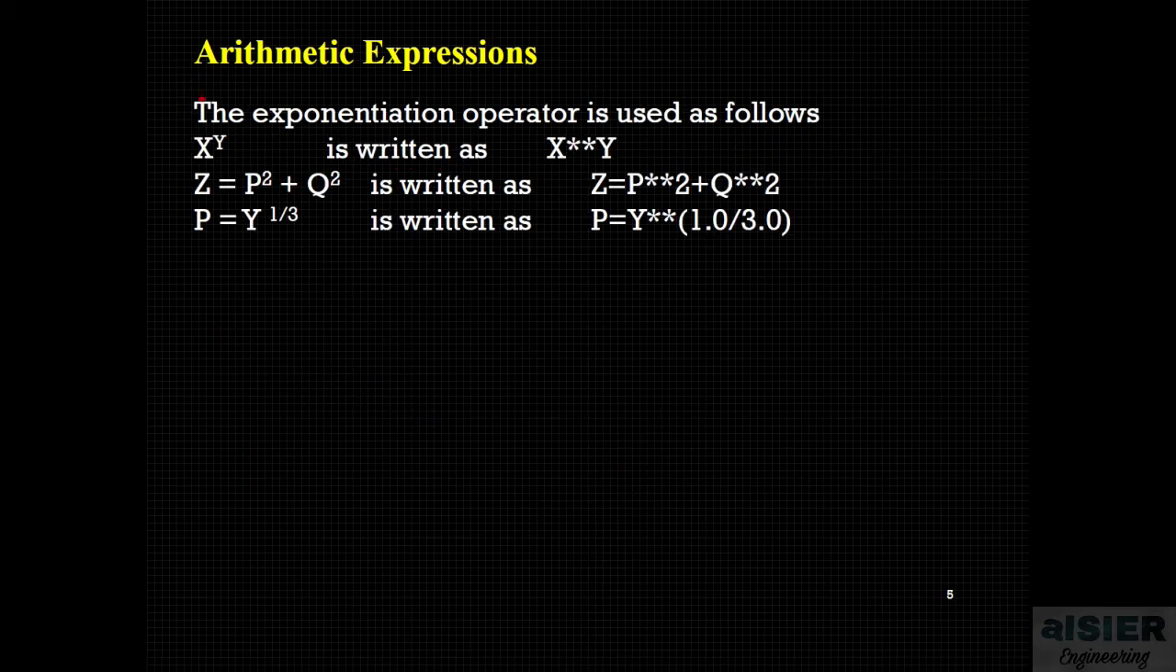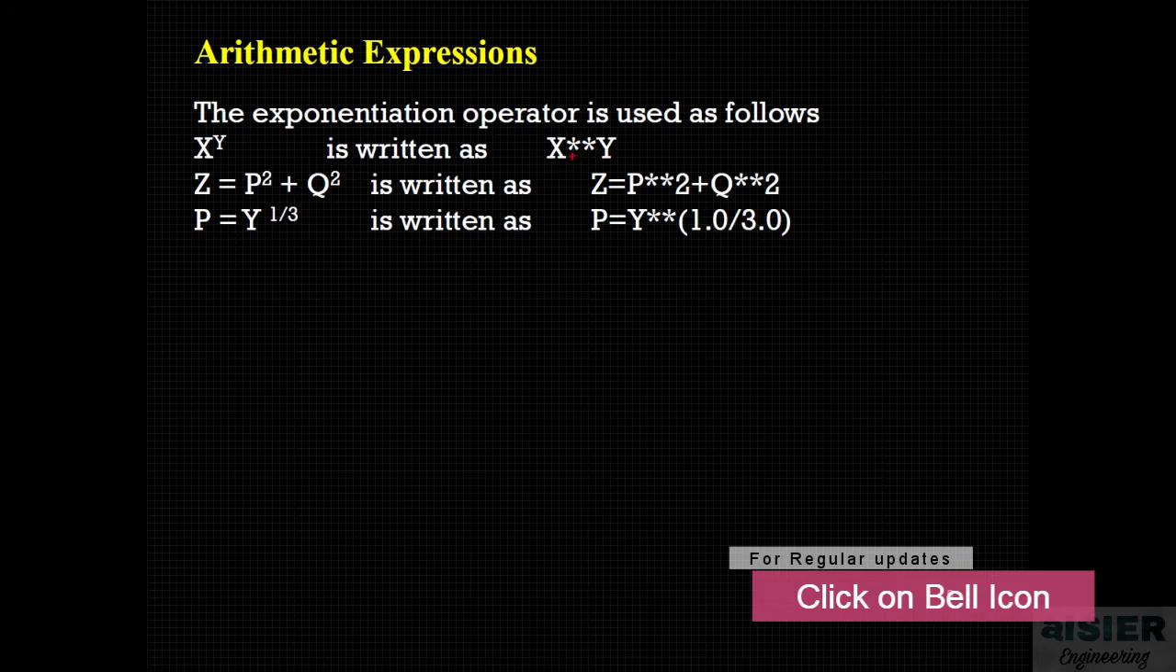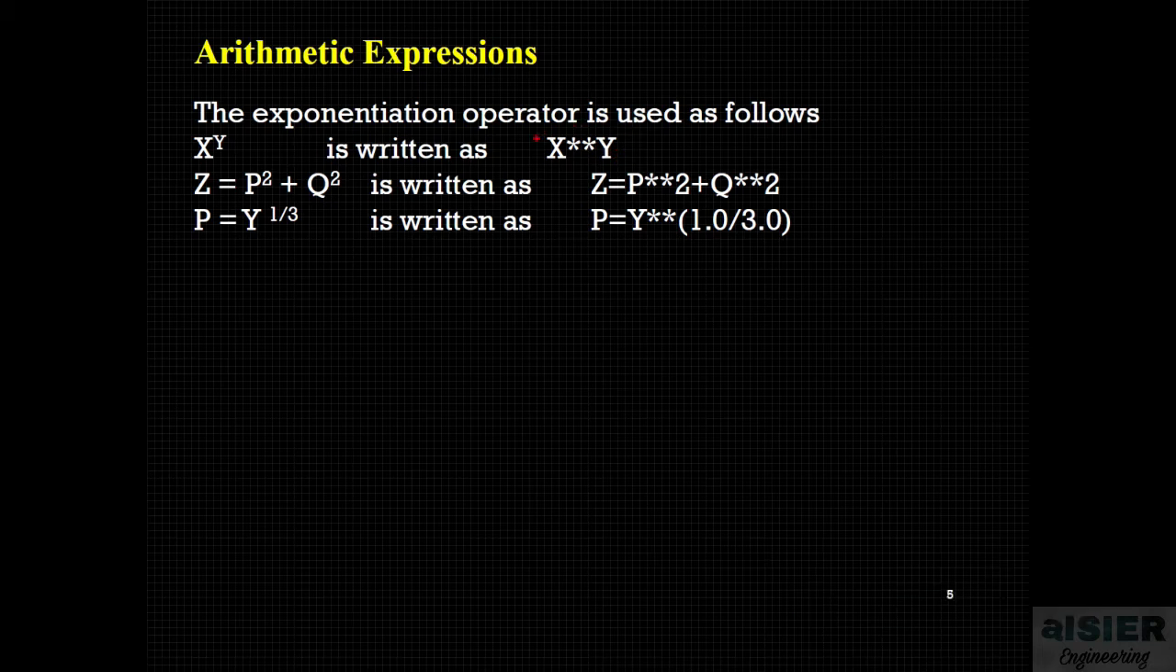Here are some examples. If you want to write x raised to power y, it is written in Fortran as x asterisk asterisk y. So whenever you want to write raised to power, we have to put two asterisks. Similarly, if you want to write the expression z is equal to p square plus q square, it is written in Fortran as z is equal to p asterisk asterisk 2 plus q asterisk asterisk 2. This means q raised to power 2 and this means p raised to power 2.